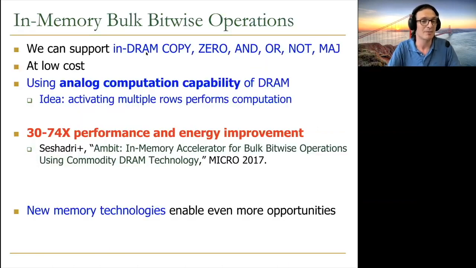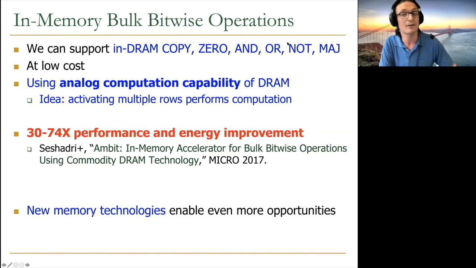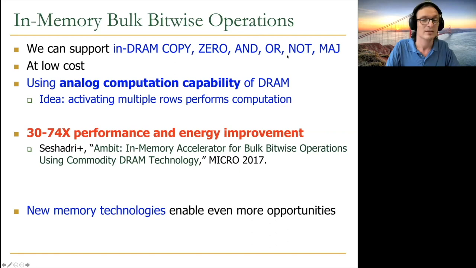Let me give you one example from our research. Basically, we showed that you can do in-DRAM copy, zeroing, or initialization, and AND, OR, NOT, and majority operations at low cost using the analog computation capability of DRAM. The idea is, remember the rows, you activate rows, just like in RowHammer. If you activate 3 rows concurrently, you perform analog computation, which leads to bitwise AND, OR, NOT, and majority functions, which are functionally complete, as you know from this course, which means that you can map any program onto the substrate, like you can do in DRAM. And we showed that you can actually have significant performance and energy improvements, 30 to 74x in this paper. If you're interested, you can take a look, of course.